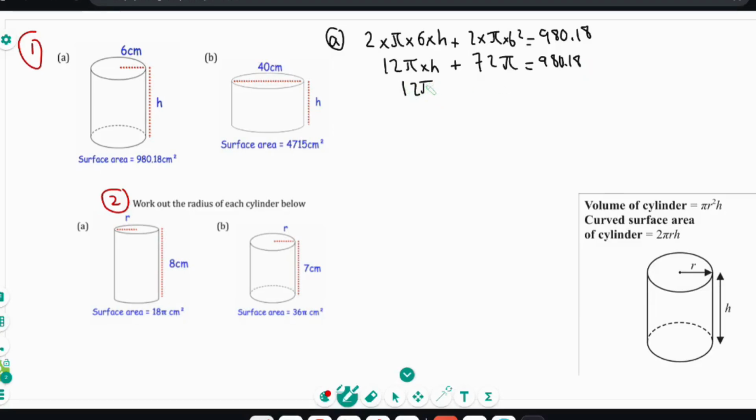First of all, I'm going to take 72 pi off both sides. I'm going to divide both sides by 12 pi. That gives us h is 20.